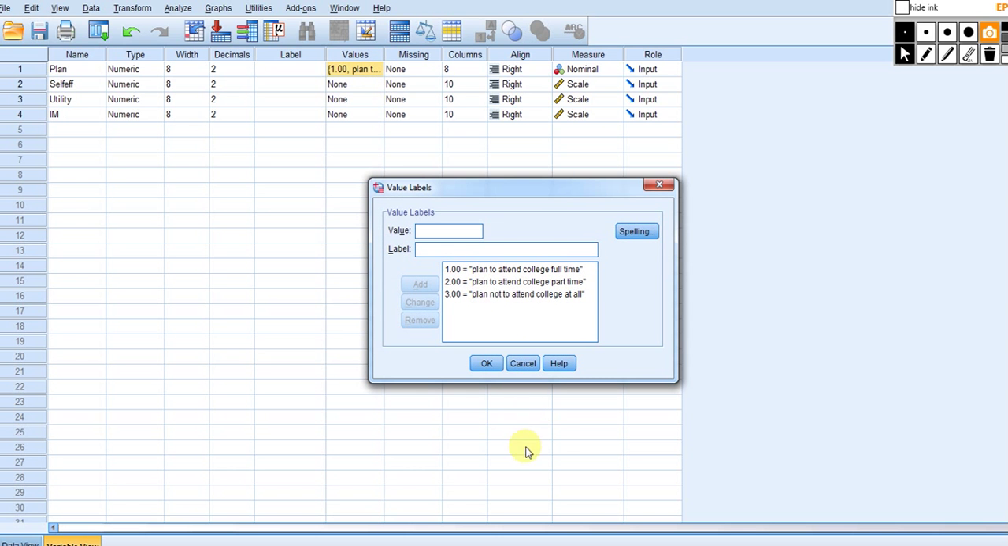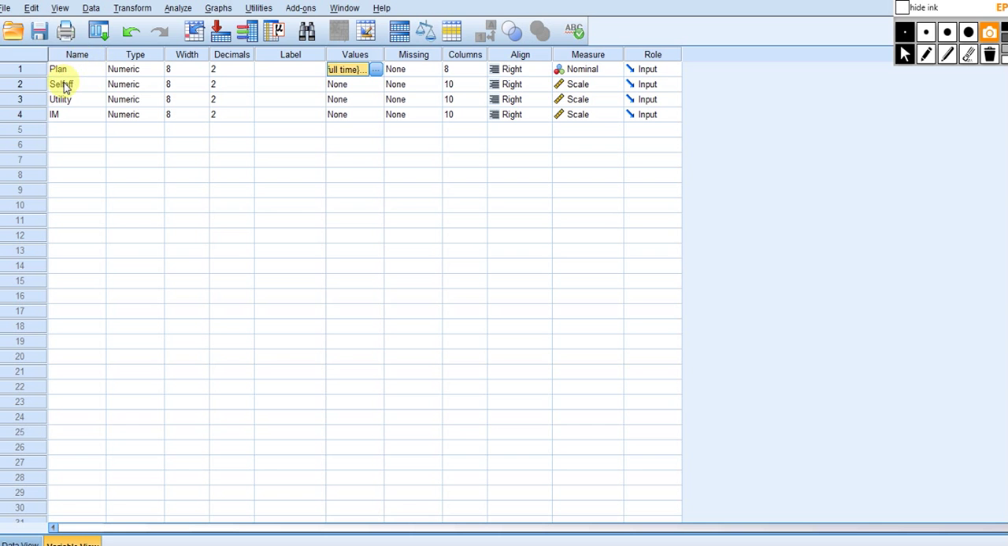The self-efficacy and utility variables are academic self-efficacy and perceived utility for college. These again are assumed to be continuous, and then we also have a covariate that we're going to include in our model, which is intrinsic motivation, and it is also assumed to be continuous.